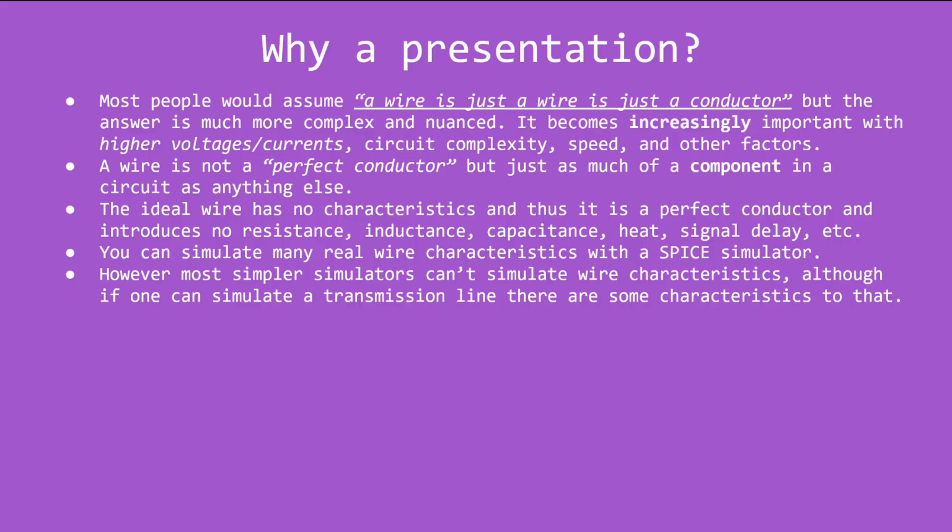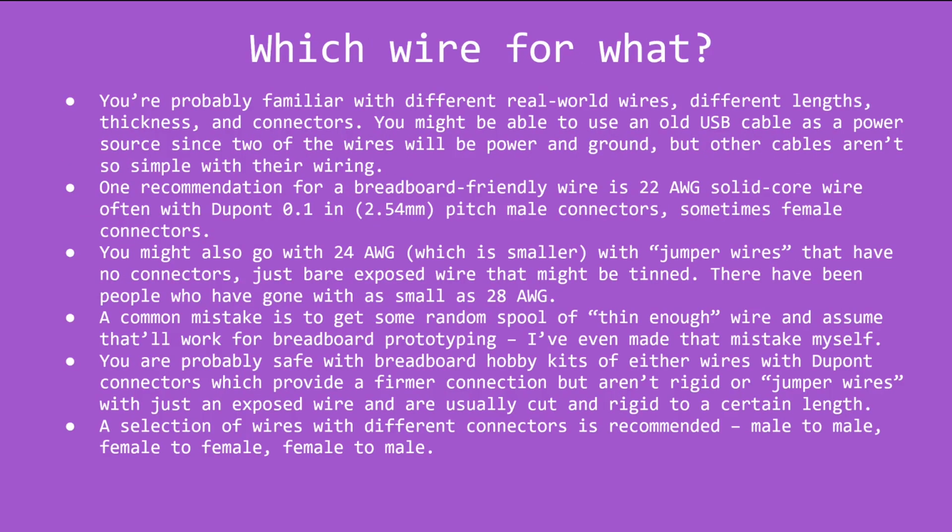The ideal wire, like we see in every circuit simulator, is just a conductor or connection with no characteristics. So it doesn't have inherent resistance, inductance, capacitance, heat, signal delay, or a number of other properties. And you can actually simulate wire characteristics with a SPICE simulator, although simpler simulators either have limited or no options. So, what wire for what?